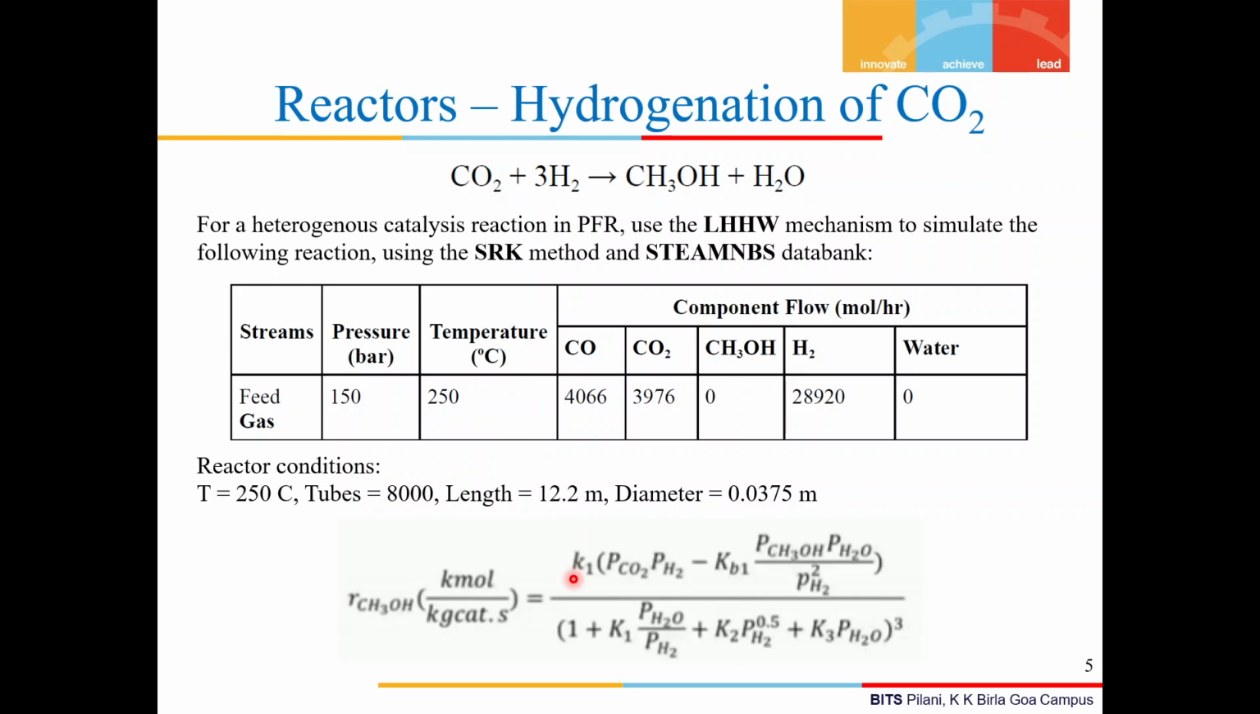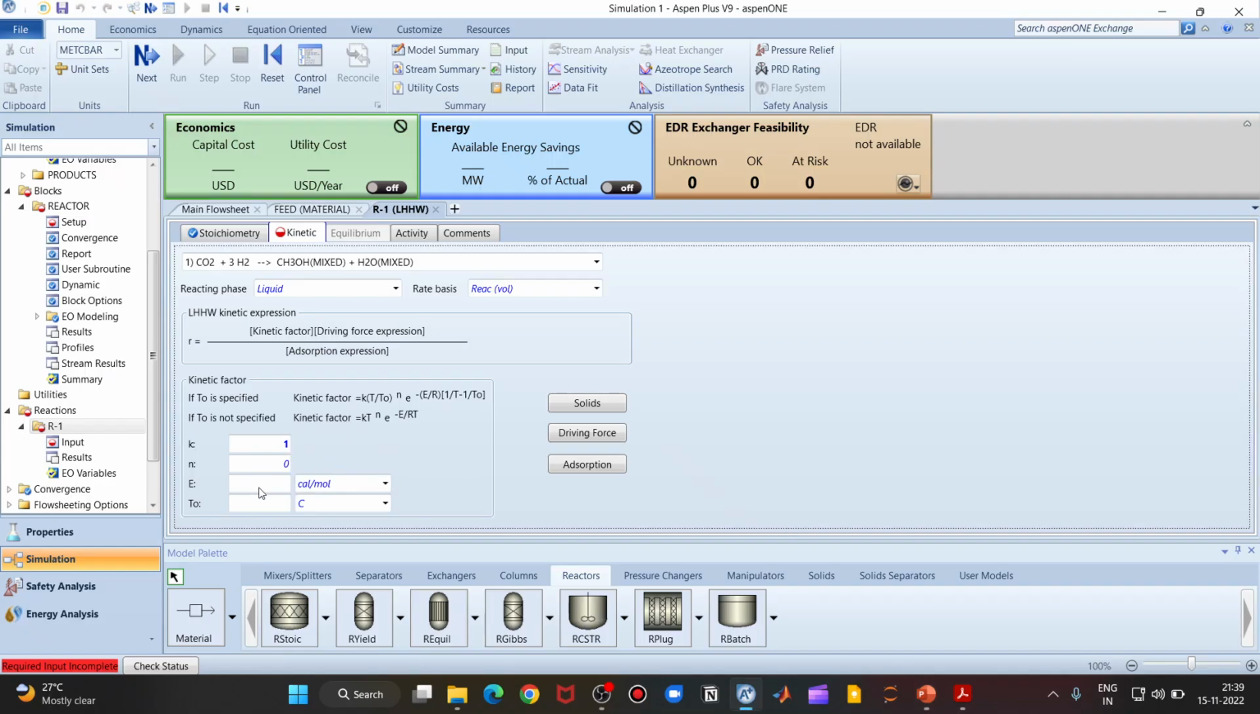So the kinetic factor becomes 1. So 1 is the kinetic factor, and K1 multiplied with this brackets becomes the driving force expression. And the activation energy E should be 0, because in this model we are not going to use that power law expression, so E has to be 0.